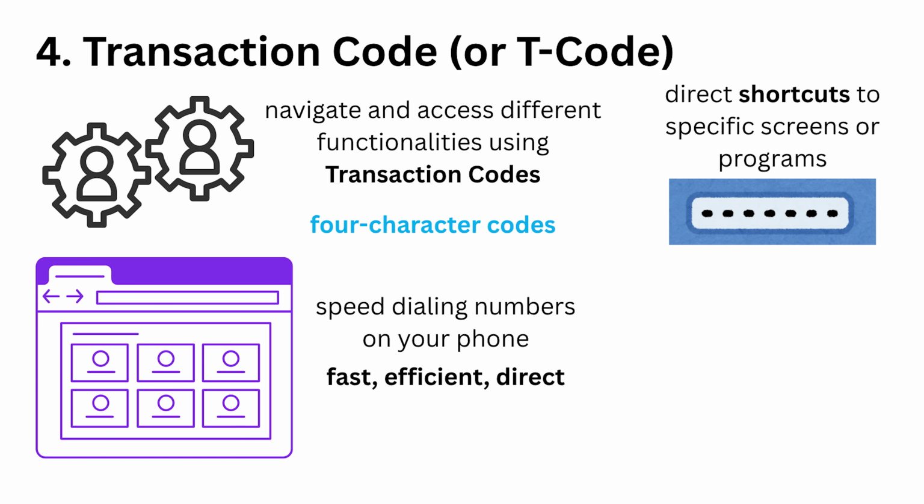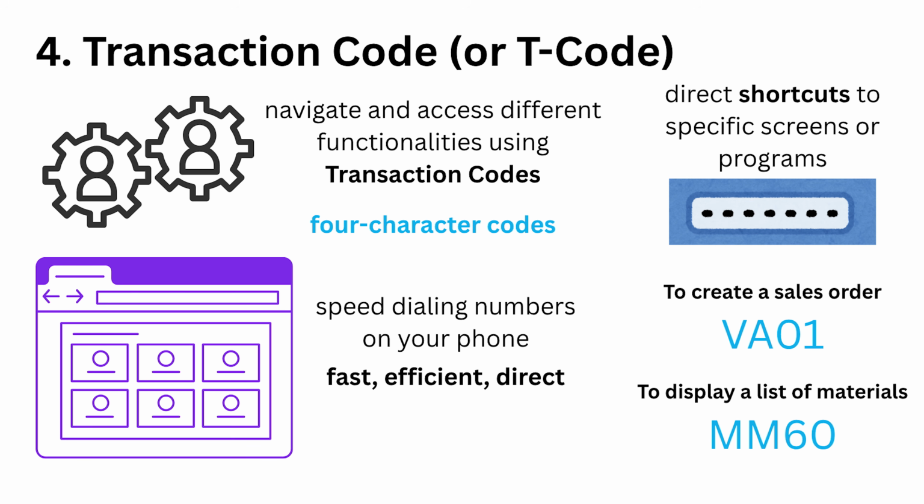It's fast, efficient, direct. Here's an example. To create a sales order in SAP, you would typically use the T-code VA01. To display a list of materials, you would use MM60.